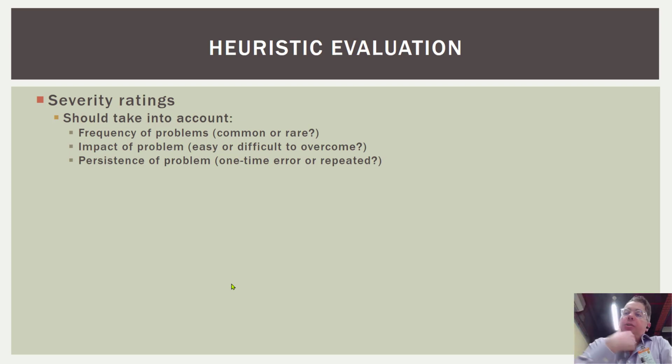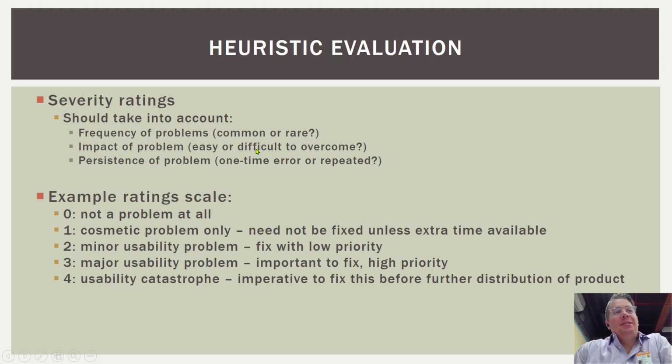But you want to take into account that a usability issue is severe if it is happening frequently, if it is really difficult to overcome, and if it repeats. You can take all those into account, and however, in your own mind, that translates to severity. But this is an example again. So from 0, there's no problem at all here. It's really just somebody's preference. They wanted a different color for the background, but I like this color, so I'm going to rate it a 0. Cosmetic problem only. Fix it if you have the time. It's not going to affect the functionality.